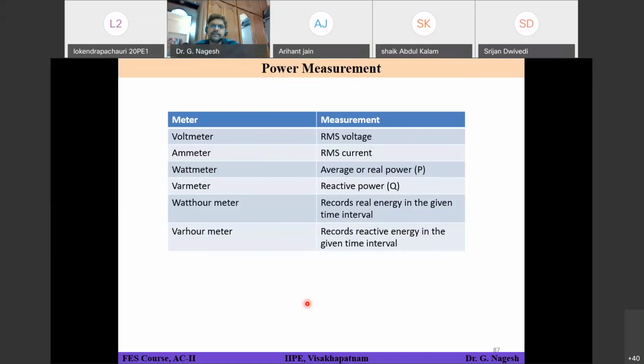Tomorrow we'll see one problem on this complex power. Excuse me, sir, the practice sheet 2 for AC circuits, question number 5. Okay, I will open that slide once.